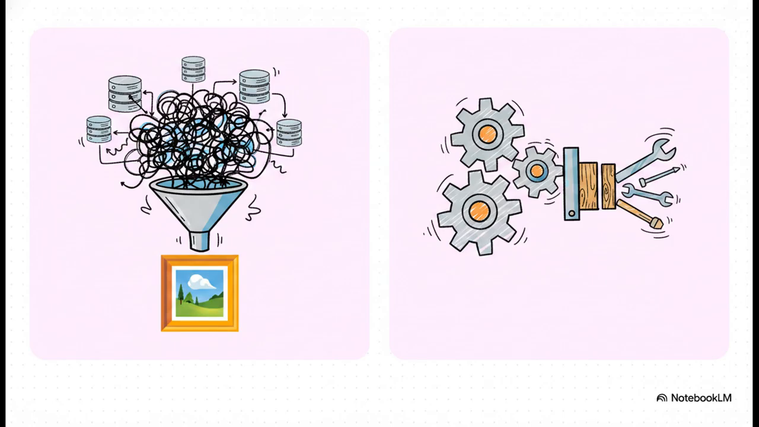A view is essentially a virtual table. It stores a complex select query for reuse. So if you have this massive, ugly join that you use all the time to find HR employees, you just save it as a view. Then you can query that view as if it were a clean, simple table. It totally abstracts the complexity.